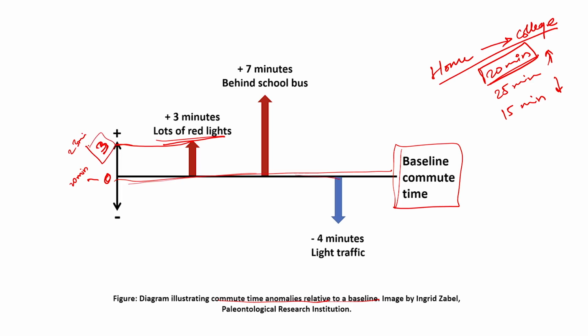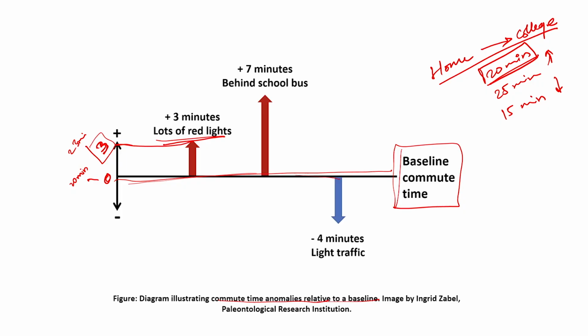Similarly, sometimes there will be buses going around, or there will be some traffic for some reason. If I am traveling behind a bus, I can't overtake it, so it may take more time, say 7 minutes. That means the total time is 27 minutes, and the change from my average time is 7 minutes. Some days we may start early, and if there is no traffic, I may reach before 20 minutes. If I reach within 16 minutes, that is my -4. So this is a simple example with our day-to-day routine.